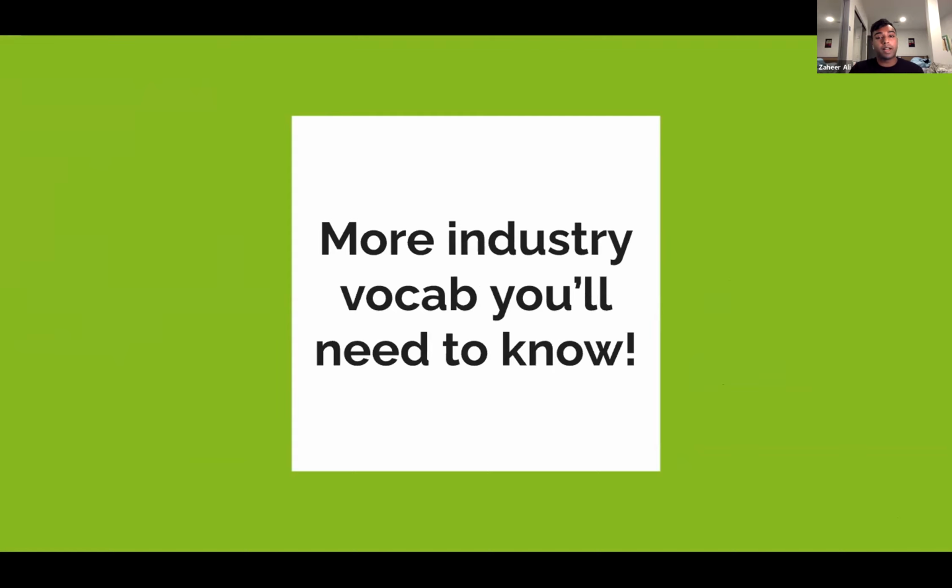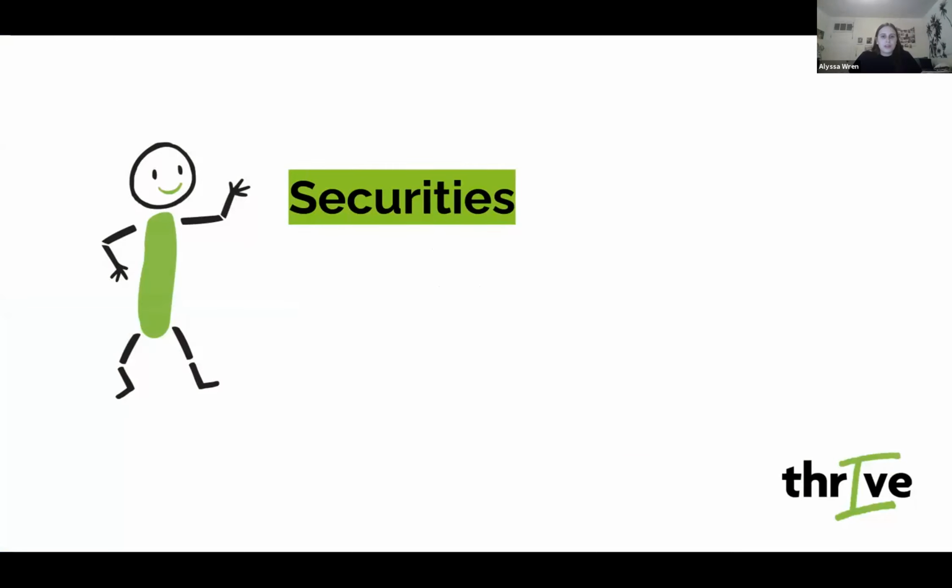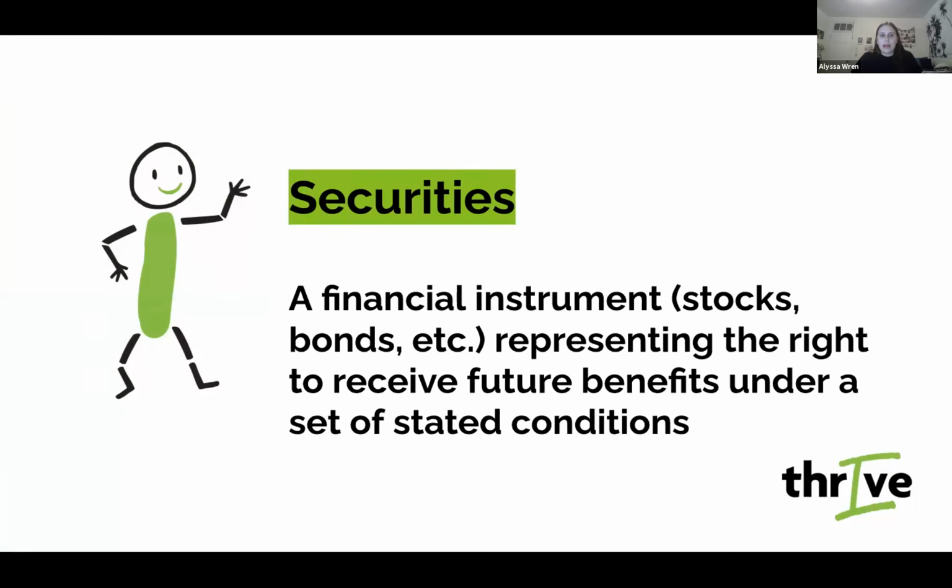And just some more industry vocab. The first new term that hasn't been mentioned in last week's session is a security. This is basically a financial instrument representing the right to receive future benefits under a stated set of conditions. More simply, this is just stocks and bonds. If we use this term, we're just broadly referring to stocks and bonds together.